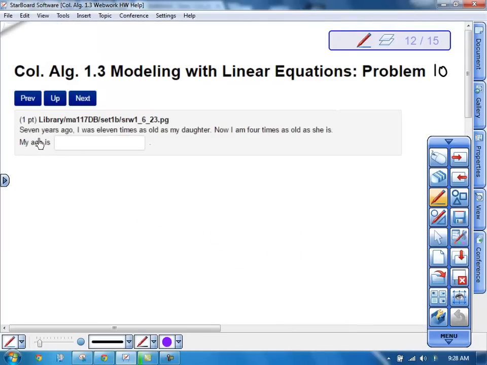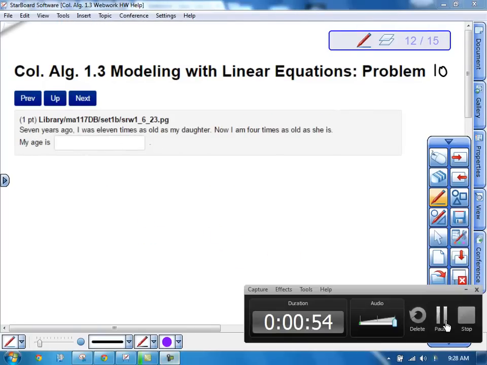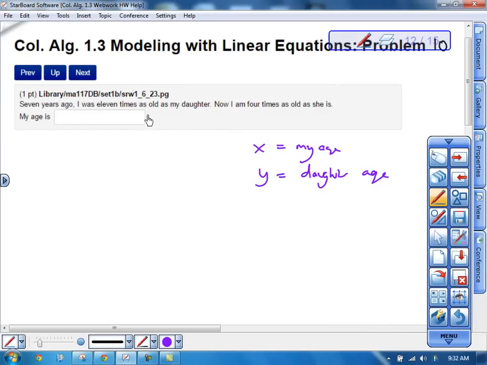The next question says, 7 years ago, I was 11 times as old as my daughter, and now I'm 4 times as old as she is. So I defined 2 variables real quick. I said, let x be my age and y be my daughter's age.